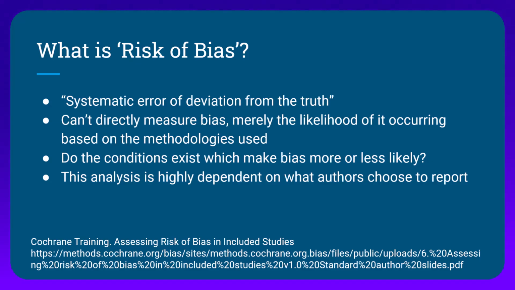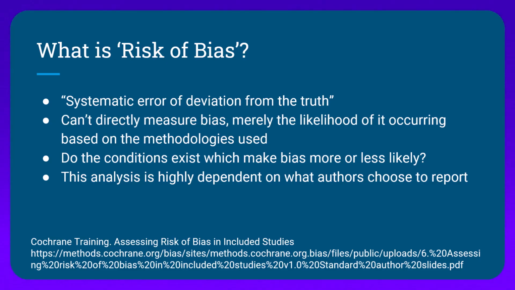Published systematic reviews often include a quality assessment of the articles that have made it through the 2 screening steps. The intention is to analyze included articles for the possibility of bias which might diminish the weight that is given to the results in a particular study. Here we see a definition of what is meant by risk of bias: systematic error of deviation from the truth. To be clear, when analyzing for bias, we aren't directly measuring bias, but trying to determine from the methods used by the authors whether or not the conditions for bias exist.